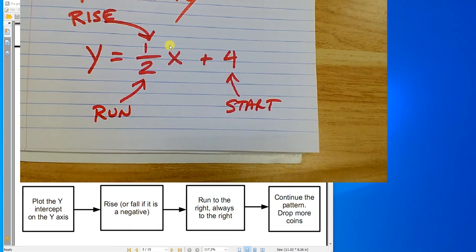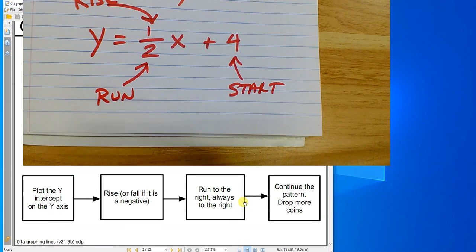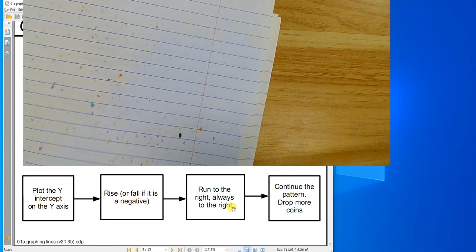Cool? So how do I graph this? Well, I put the 4 on the start. I start to rise or fall, I start to run, and I continue the pattern, and I drop more coins. So we're going to get that flow map into our notes.